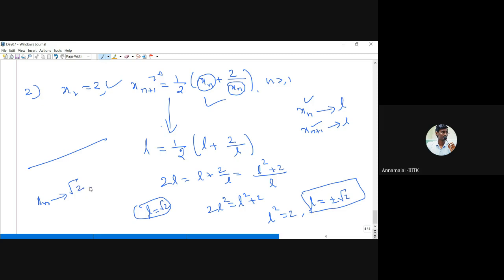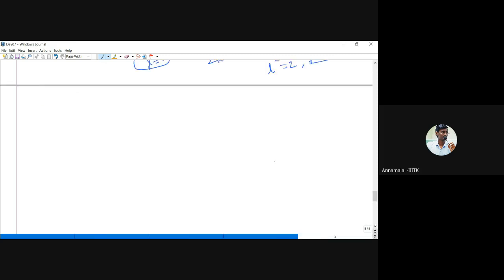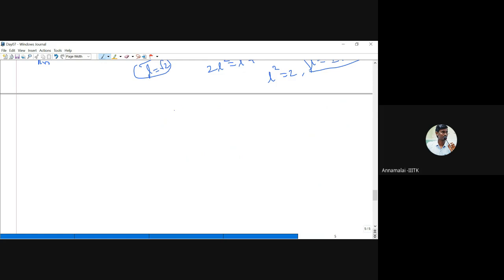Okay, this is the idea. Maybe we'll solve similar problems. If a sequence is defined recursively and it converges, we can easily find the limit. So exercises. First one: suppose x1 equal to root 2.